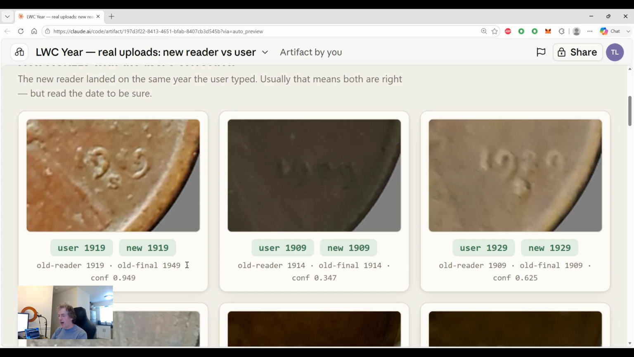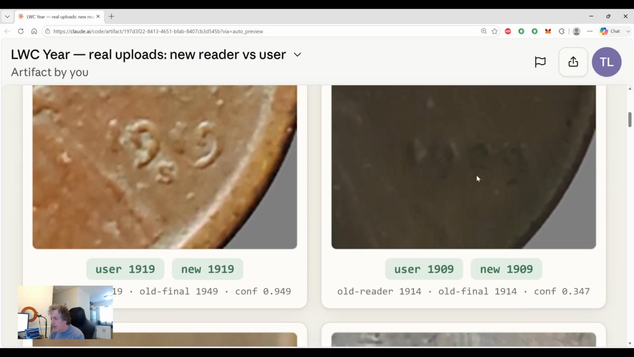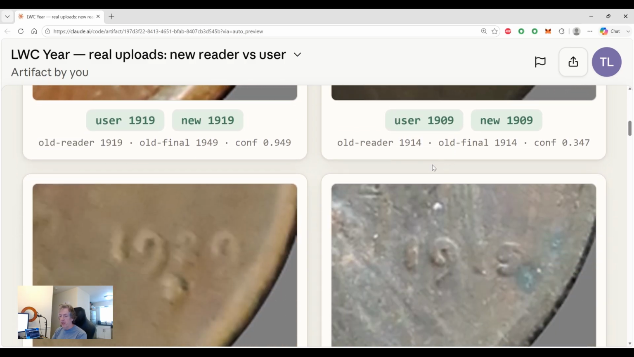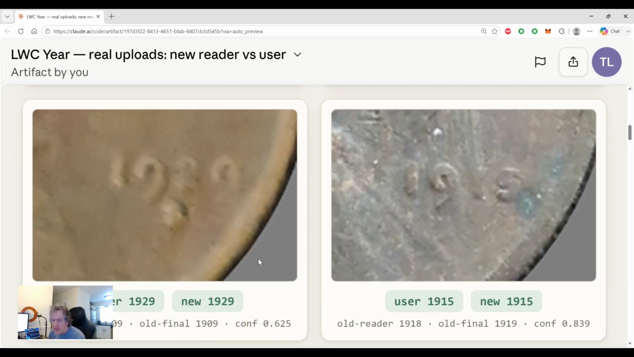So look at the second one here. It's amazing to me. I can't really read this one, right? The user said it was 1909, and the new system says it's 1909. I'll be darned if I can tell, but good. Now, 1929. Okay, 1915. So you can see a lot of these are really, really difficult to read. Oh my gosh, look at these. I could barely read 1915.